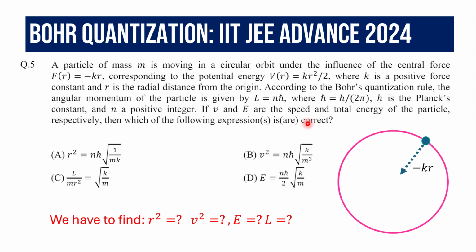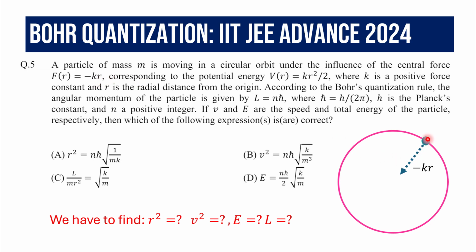This problem is related to Bohr quantization, and in this case you have to use the concept of circular motion also. The problem says a particle of mass m is moving in a circular orbit under the influence of the central force F, which is a function of r, and this is equal to minus k times r.